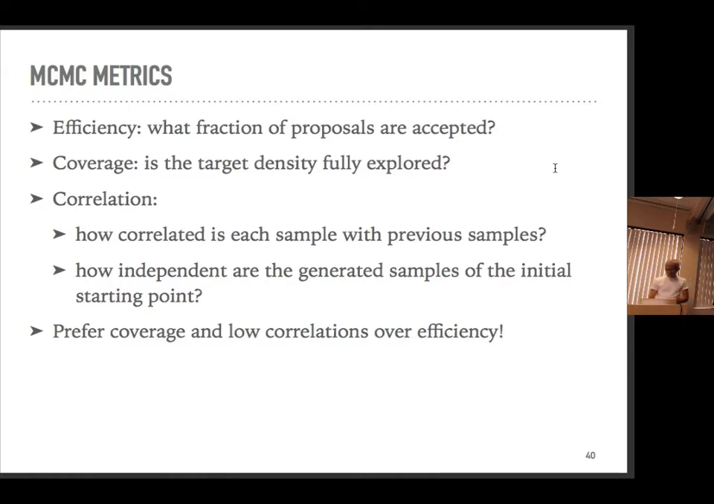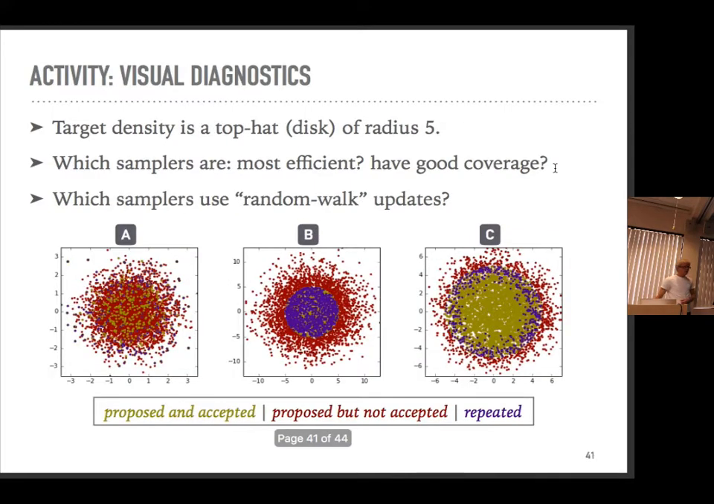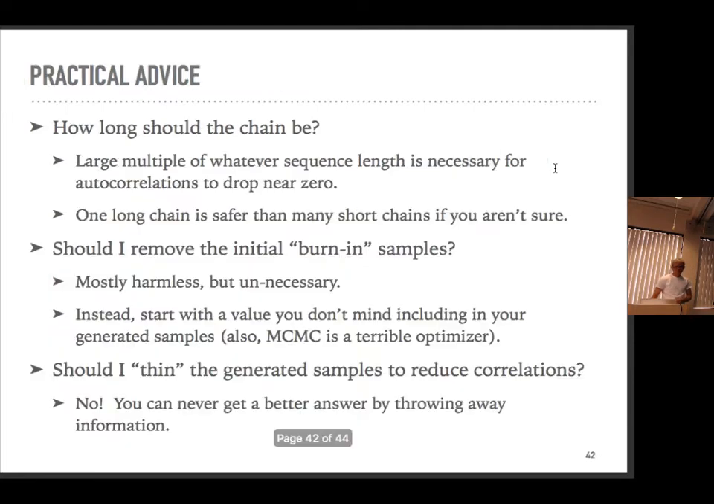And you'd like to have low correlations over efficiency. Okay, so if you have to give up on something, give up on efficiency. It's better to get the right answer eventually than to get the wrong answer quickly. I'm just going to skip over this and just give you practical advice.